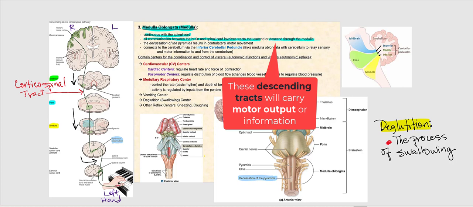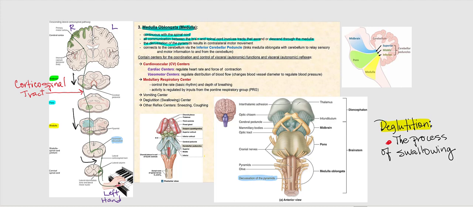Now, we have a structure called the decussation of the pyramids, and this will result in contralateral motor movement. So let's find this decussation of the pyramids. We'll obviously focus on the medulla oblongata, and right here is the decussation of the pyramids. And once again, this is going to result in contralateral motor movement.